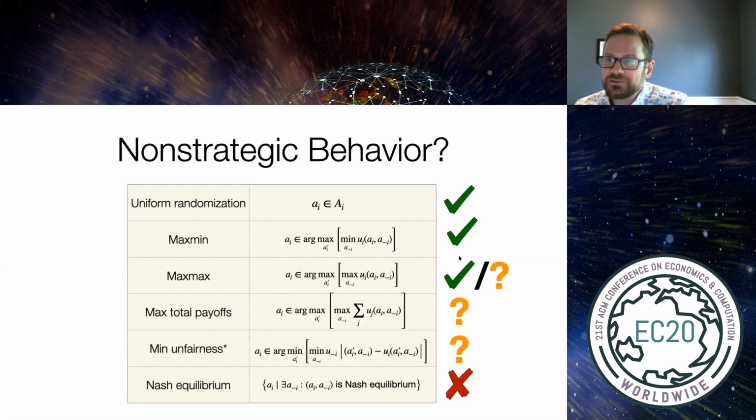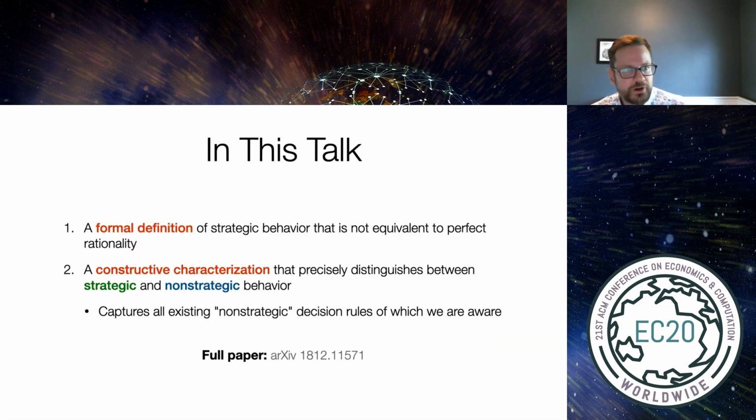They somehow have this belief that the other agent is playing in a way that's advantageous to them. And so you can actually model max max as best responding to some sort of probabilistic beliefs that they might have. So in this talk, we're going to give a formal definition of strategic behavior that's not equivalent to this sort of perfect rationality that I described.